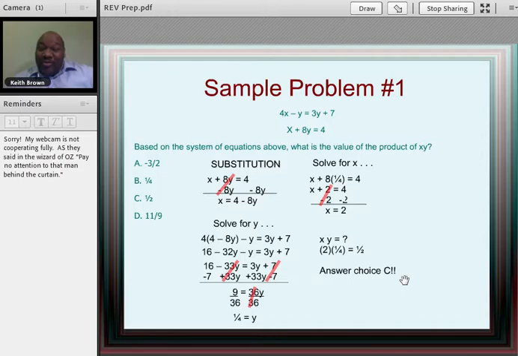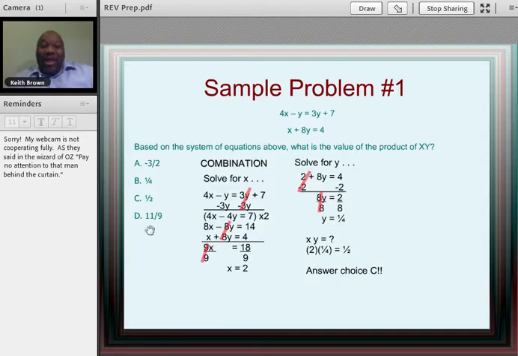But I'm sure some of you are thinking, let's take a look at combination, right? Well, you're absolutely correct. When we look at combination, solve for x first, we rearrange the equation, we then multiply it by 2, we then combine it with the second equation, and we get 9x equals 18, divide both sides by 9, and x equals 2. Substitute in 2 for x, solve y equals 1/4. This is a little shorter, saved you a little time.